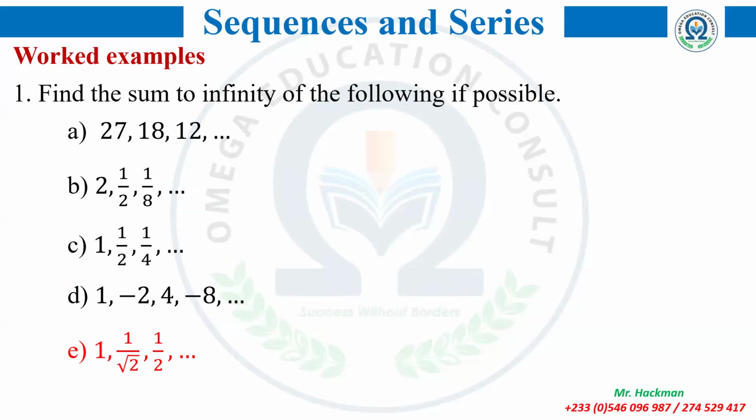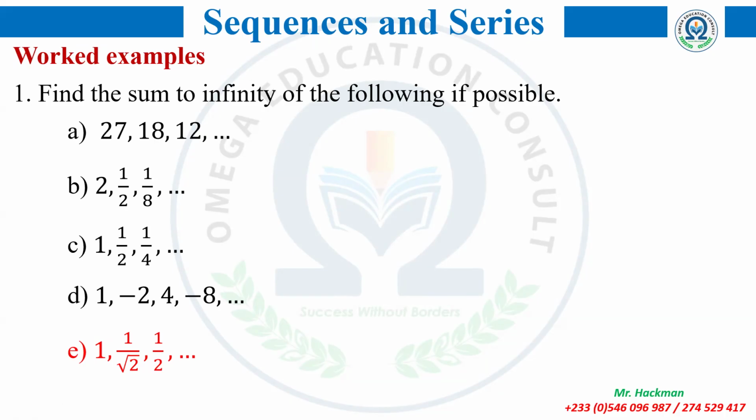So let's look at the first worked example. Find the sum to infinity of the following, if possible. And the sequences that you are given here, take note, they are all GPs. So we'll verify whether they are GPs, just as we know how to determine an AP. We'll know how to determine that of a GP; in due course, we'll treat that.